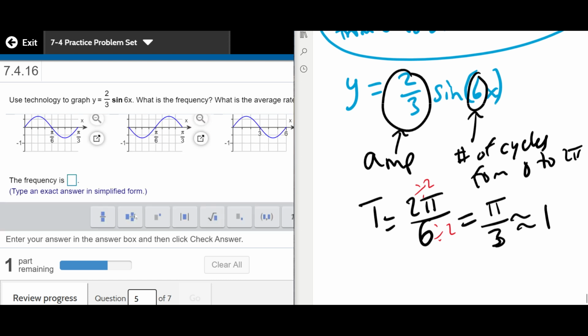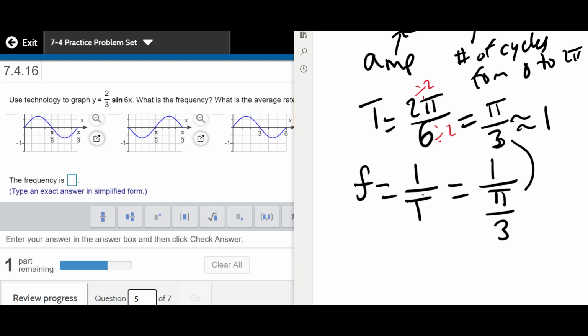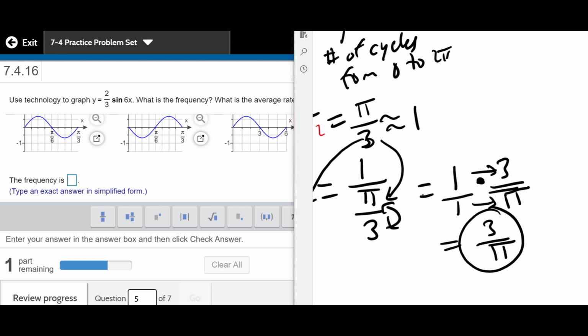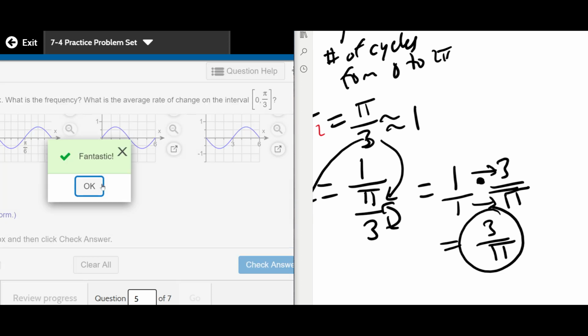All right, the next question, the frequency. What's the frequency? The frequency is simply going to be 1 over the period. So it's 1 over pi over 3. And then again, you're going to keep, change, flip, right? So keep the 1, change to multiplication, and then flip the pi over 3, so it becomes 3 over pi. Put this over 1, multiply straight across, which is going to just give you 3 over pi. So that's my frequency. There you go. We're going to enter or just click check answer.